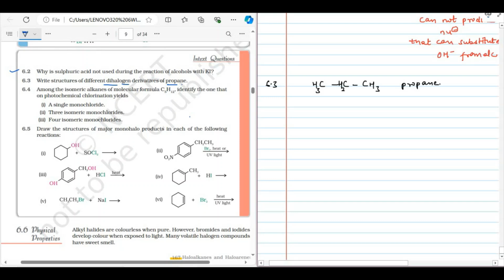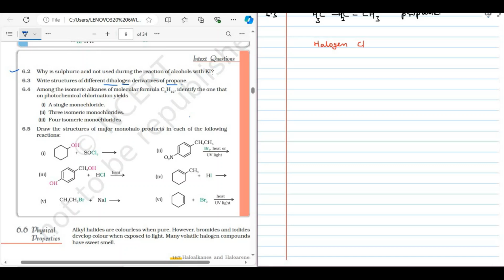Now you have to substitute any two hydrogens with halogen. Let's take the halogen chlorine. Now let's draw the structure of the dihalogen derivative. Let's try first. This is C, C and C. First of all, we can attach two chlorines at the terminal carbon. Now balance the hydrogens. Here you can write H, this is CH2 and here CH. So this is the first structure.